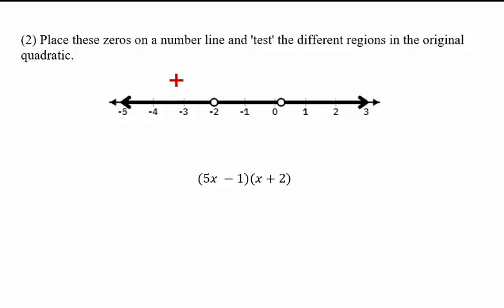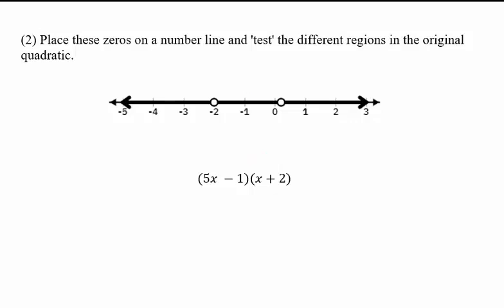Next, we'll test x equals -1 using the same method, just plugging it in and seeing what the outcome is, if it's positive or negative. So 5 times -1, which is -5 minus 1, or -6. Times -1 plus 2, or 1. Altogether, that's a negative number, and so I'll put a little minus on the top of this interval.